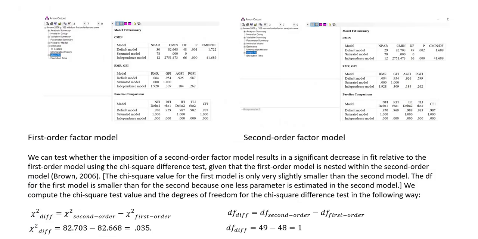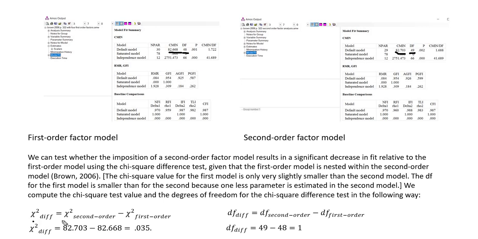So you can see right here that I have output from both of the models. From the first order model, this is the chi-square value of 82.668. For the second order model, it's 82.703. And just keep in mind that the model with the higher chi-square value is theoretically fitting worse than the model with the lower chi-square value. But again, we want to test whether there's a significant decrease in fit of the second order model relative to the first order model. You can see there's our degrees of freedom for the first order model and the second order model. Degrees of freedom for the first order model is 48, for the second one is 49.